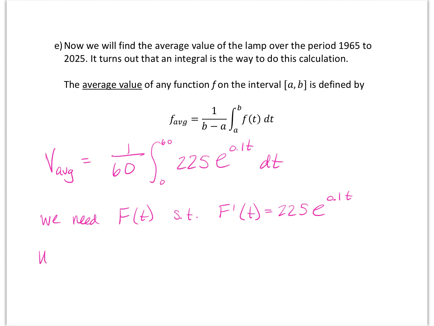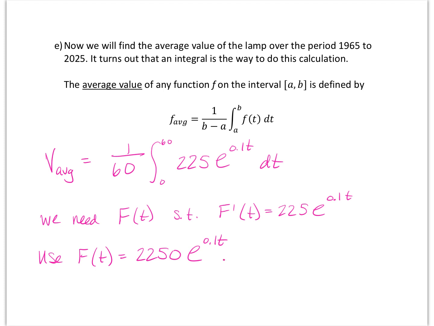So we're going to use f of t equals 2,250 e to the 0.1t. And then you can check me. Take the derivative of this and make sure you get 225 e to the 0.1t. You should.